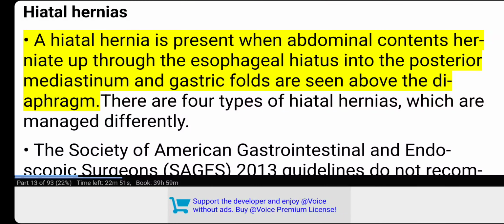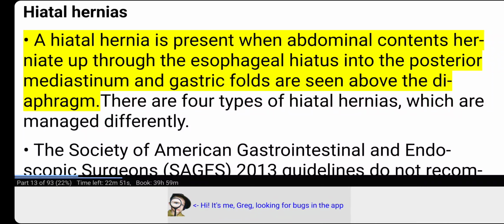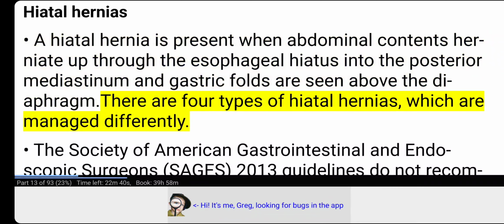A hiatal hernia is present when abdominal contents herniate up through the esophageal hiatus into the posterior mediastinum and gastric folds are seen above the diaphragm. There are 4 types of hiatal hernias, which are managed differently.